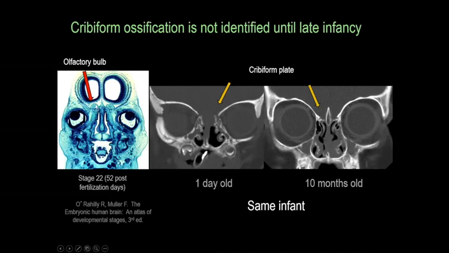So here, let's take a look at the stage 22, 52 post-fertilization day specimen, and you can see here are the olfactory bulbs. If you take a look at where those will be sitting, it's right here, and here, and here, and here. You can see the cribriform plate is certainly not ossified at 1 day of age, but by 10 months of age it is. These little spicules will start at 3 months of age.